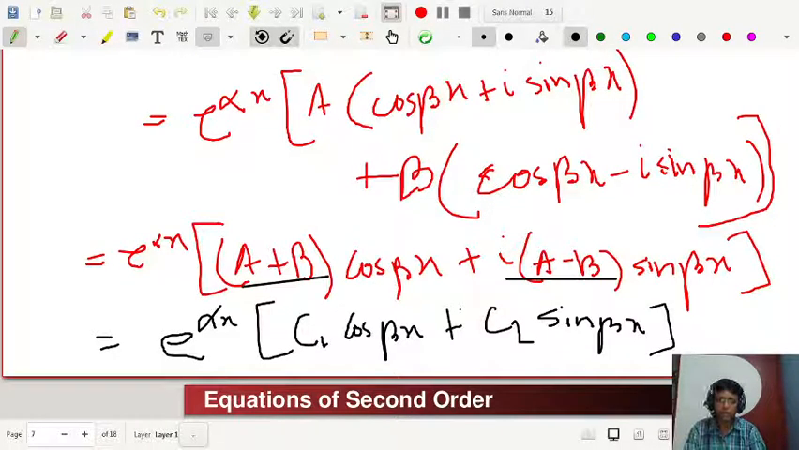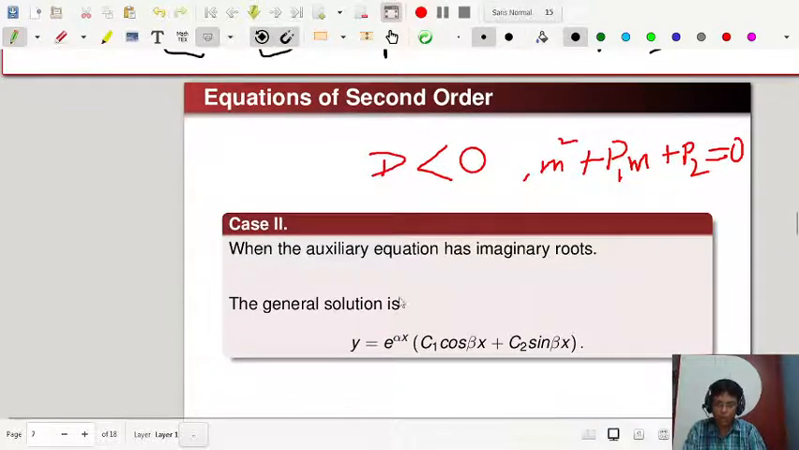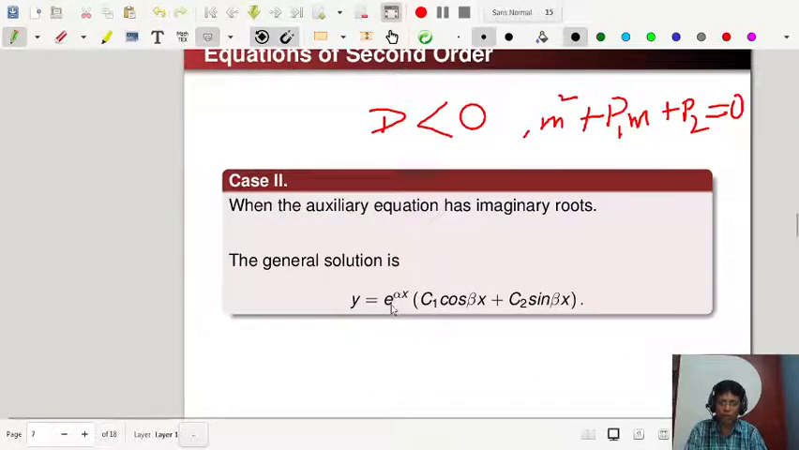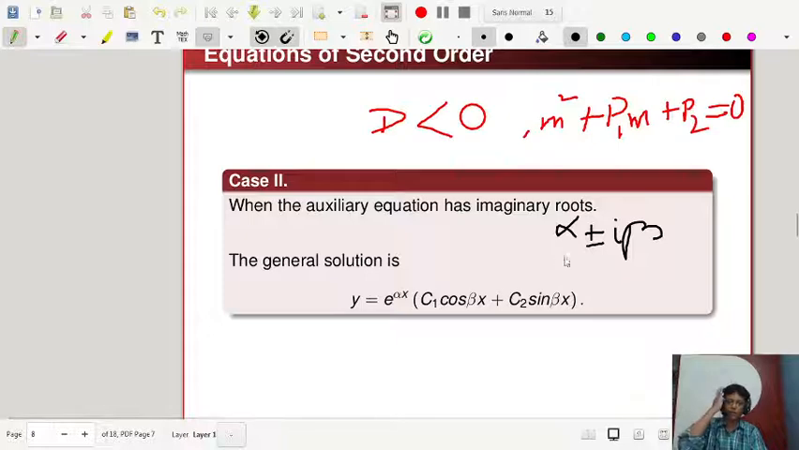Got it? So this is the case. When the auxiliary equation has imaginary roots, the general solution is given by e to the power alpha x, that is the real part. Actually your roots are of the type alpha plus minus i beta. So it can be written as y equal to e to the power alpha x into c1 cos beta x plus c2 sin beta x. Okay, got it? So this is case 2.